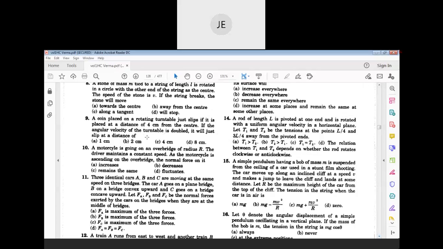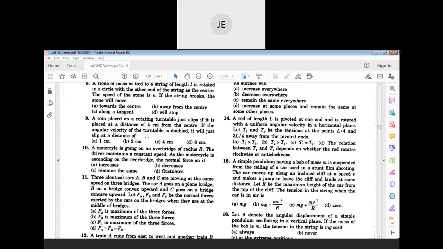So it is just slipping in both the cases. That means the force required in both the cases is the same. That is the concept. Whether it is 4 centimeters with some omega angular velocity, or 2 omega angular velocity at some other distance, in both the cases the force required should be the same. That is the main fundamental. So you equate the forces in both the cases.